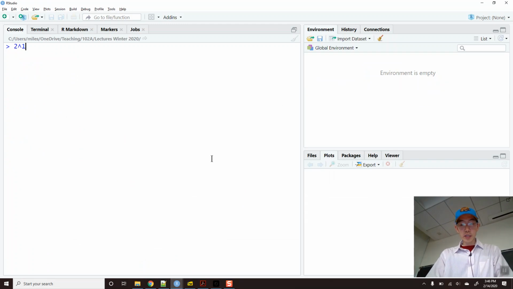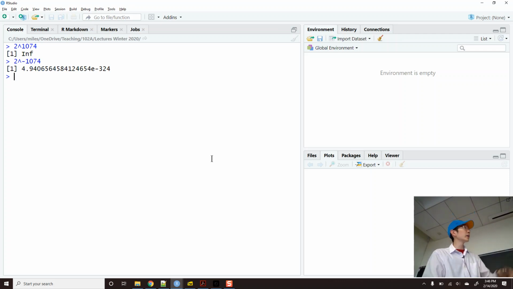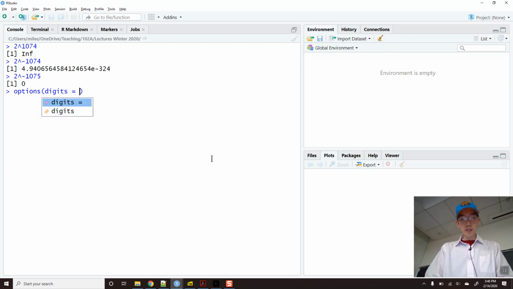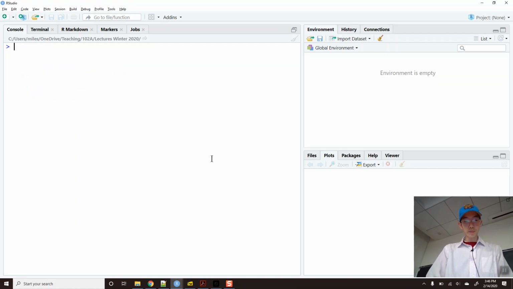I can ask for 2 to the negative 1074. This is the smallest possible number I can represent on the computer. Anything smaller than this, if I ask for 2 to the negative 1075, the computer will call this 0. It is not able to distinguish it from 0. This is the smallest possible number I can get. I think I've set options digits equals 17 or something like that.